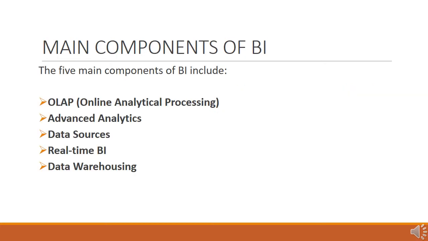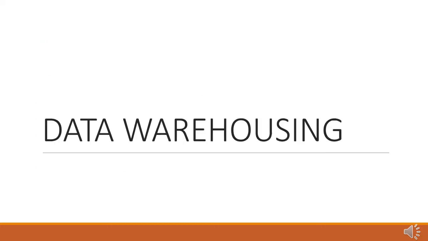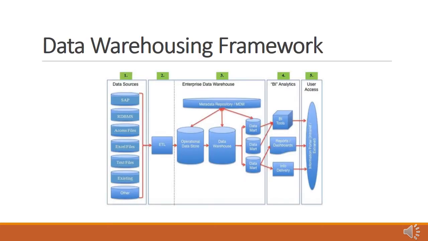There are 5 main components of business intelligence. Next, let's focus on data warehousing. Data warehousing is the electronic storage of a large amount of information by a business, and we are going to discuss the steps involved in data warehousing.